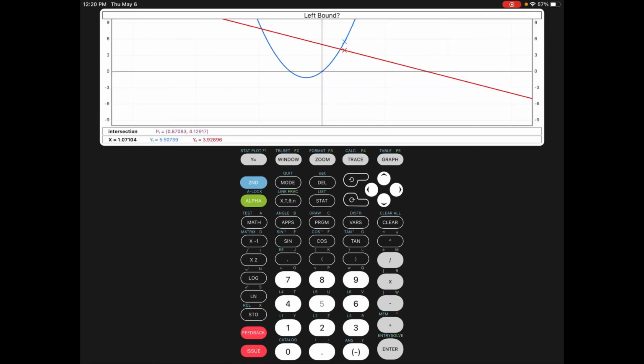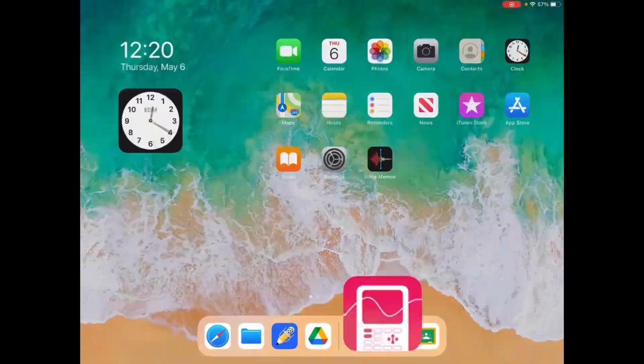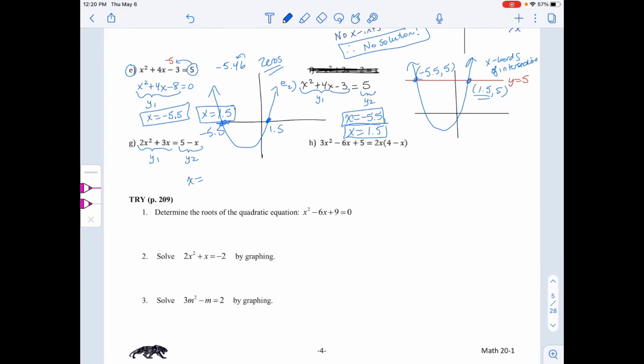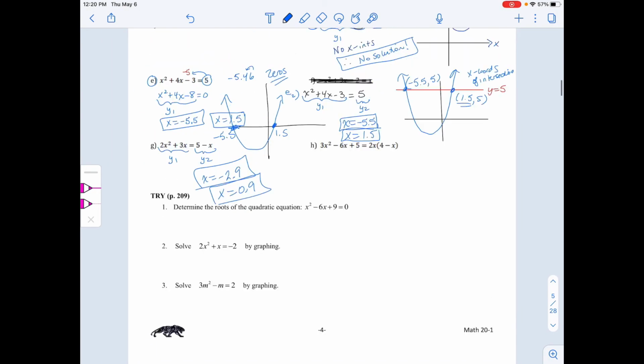And we do the same thing. I'm going to find that other intersection point. Over to the right, enter. That one there is negative 2.87, which is negative 2.9. So our two answers for that would be x is equal to negative 2.9 and x is equal to 0.9. So why don't you give that a try, and if you can figure it out, that would be great.